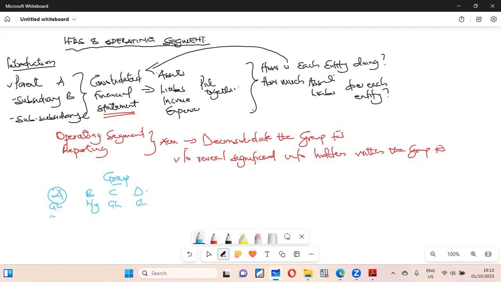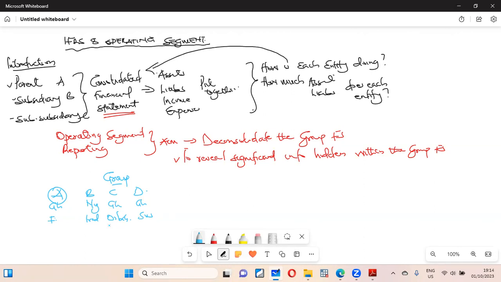Now, this one may be in the financial services. This one may be trading. This one may be oil and gas. This one may be normal services. So when you deconsolidate it, you now find out how each and every individual entity is performing.